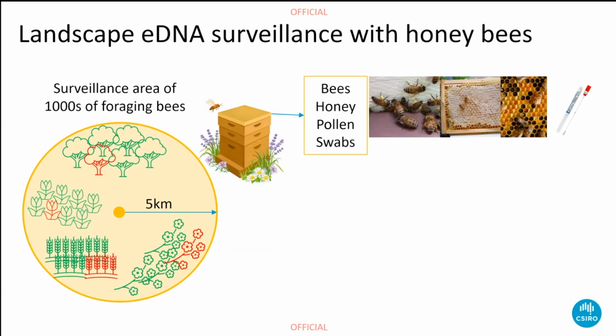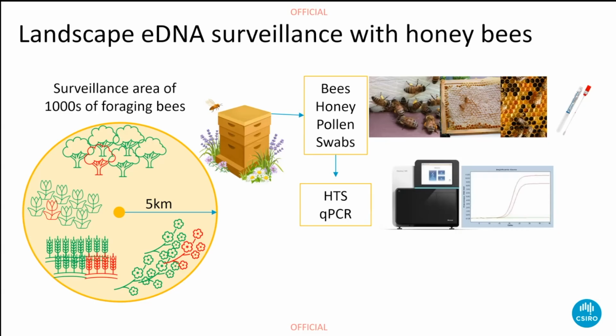Once we have our eDNA sample, we then use our genetic methods for identifying what the pests and pathogens that are in those samples. We have methods like high throughput sequencing, which are used for more broader species detection, but we can also use more targeted PCR approaches, which are designed to identify specific species.